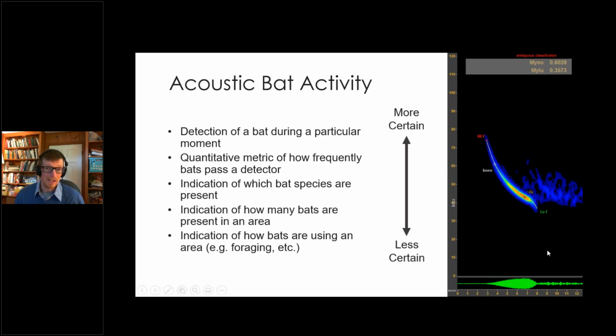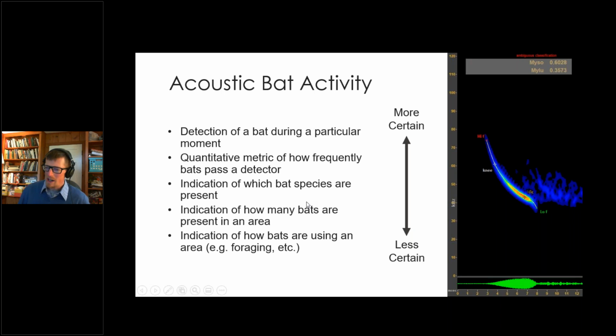You can aggregate this data, of course, and create an index, a quantitative metric of how frequently bats pass by that detector. So you're now coming up with a measurable rate of activity. Importantly, and I'll get into that later, it doesn't necessarily indicate how many bats, but you can tell with precision when a bat passes that detector and aggregate that information.